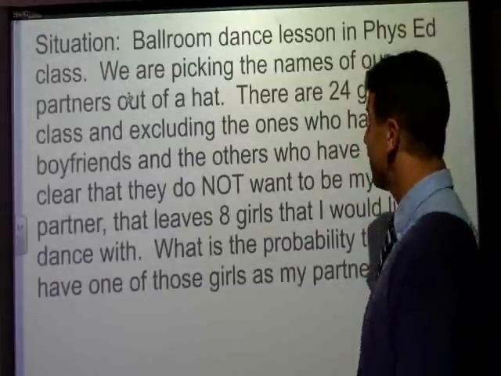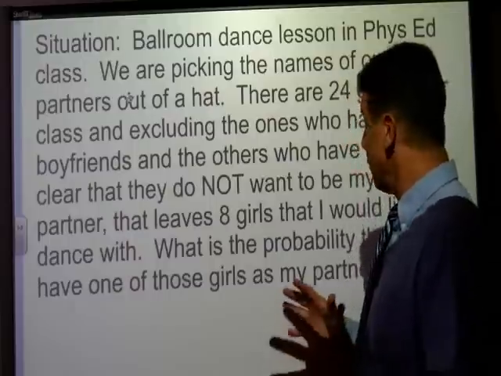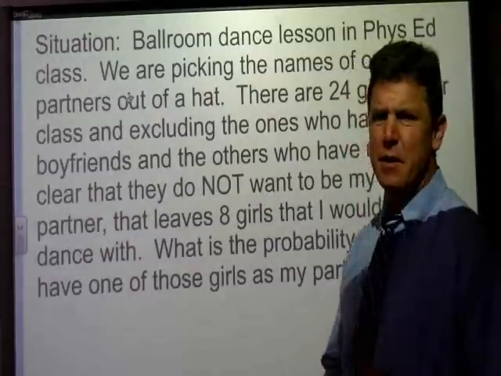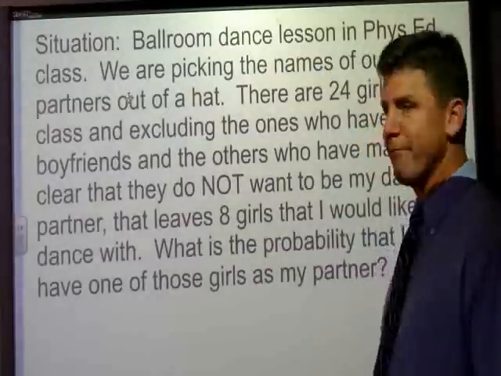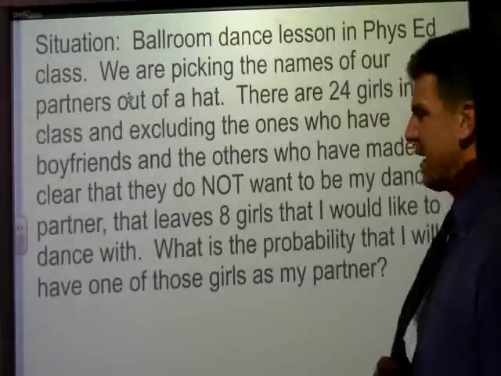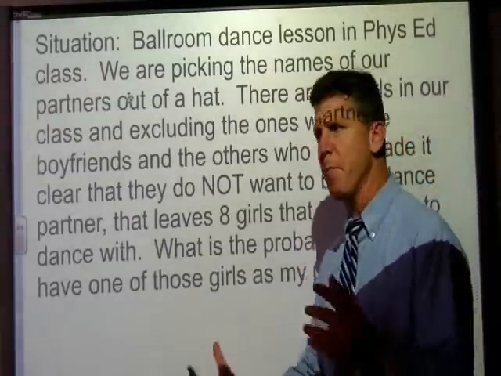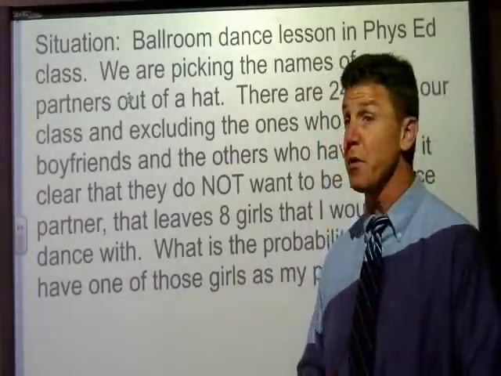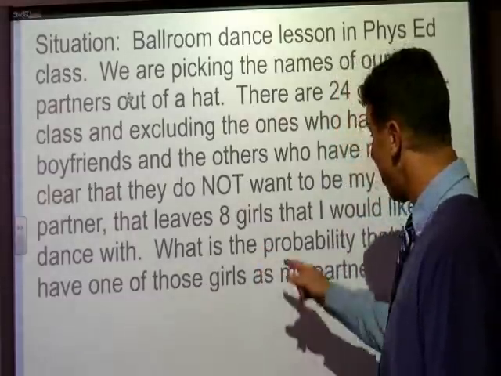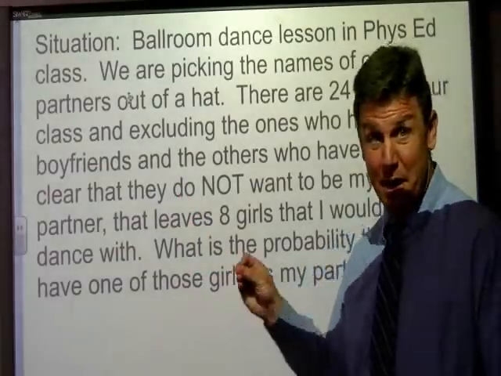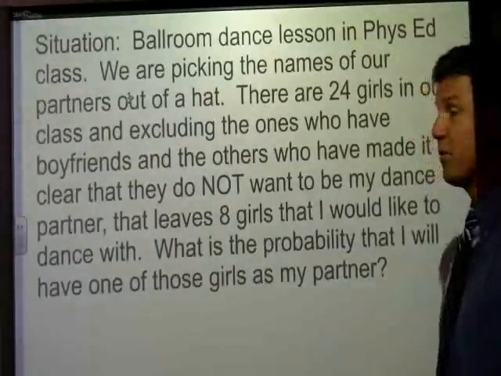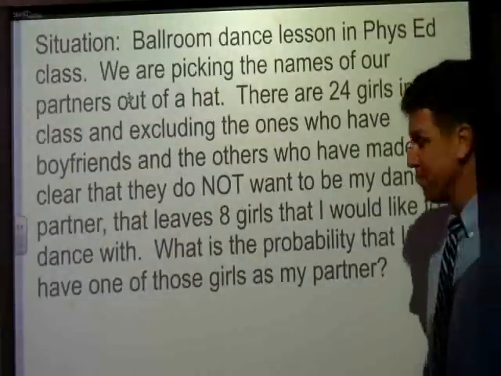There are 24 girls in the class, and excluding the ones who have boyfriends and the ones who have already made it clear that they do not want to dance with me, that leaves 8 girls out of the class that I would like to dance with, that I think might develop into a productive relationship or something. Who knows? Okay, so there are 8 girls left. Now, if I'm just going to reach into that hat and pull out a name, what is the probability that I will have one of those girls as my dance partner?